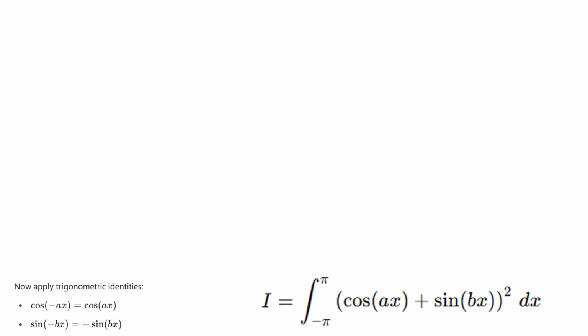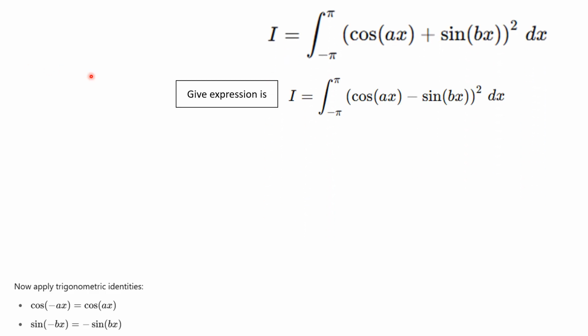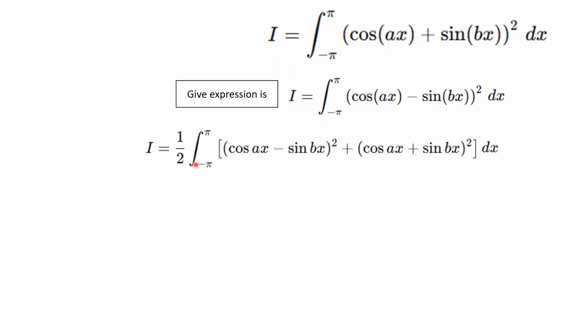Let us proceed further. Now let us consider the given expression, that is the required integral, which was I is equal to integral minus pi to pi of (cos ax minus sin bx) whole square dx. Now it has been reduced to I as integral minus pi to pi of (cos ax plus sin bx) whole square dx. Let us take the average of these two equations, that is let us add these two equations and solve for I. Then I becomes 1 by 2 integral minus pi to pi of (cos ax minus sin bx) whole square plus (cos ax plus sin bx) whole square dx.